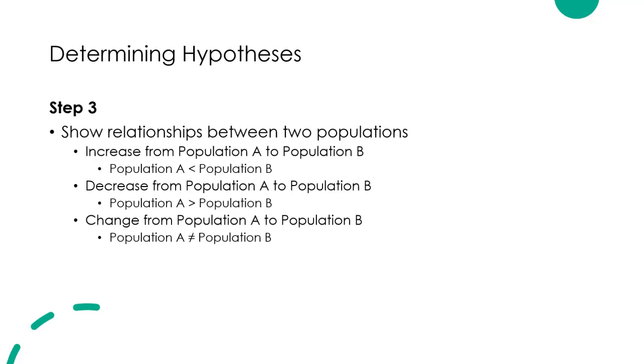Now, you've seen these signs before. These signs are what show up in your alternative hypotheses. Now, there's still a little bit of work that we have to do to properly show what our alternative hypotheses will look like, but this is how we will get there.